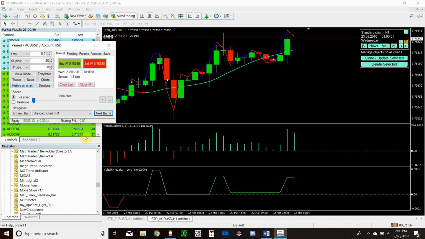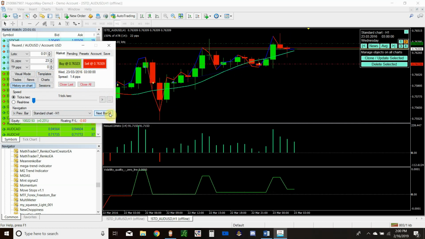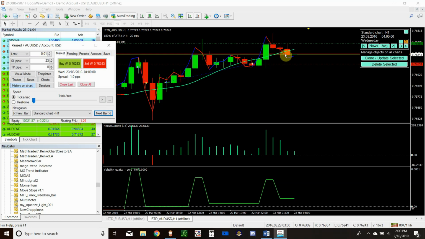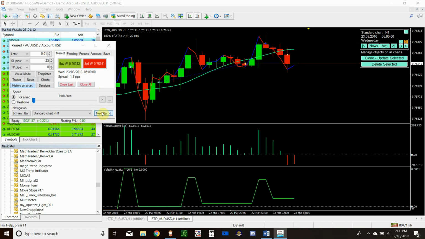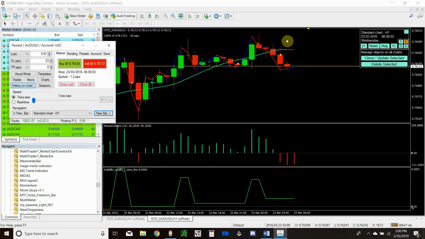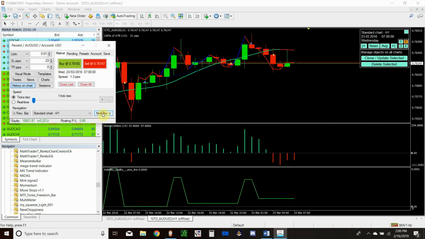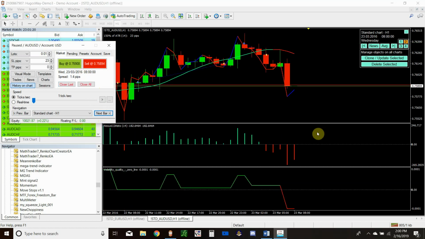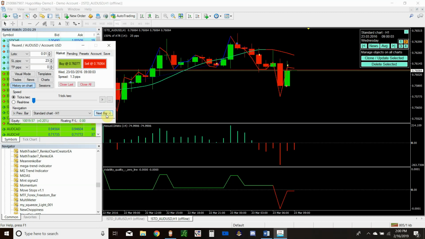Another buy signal here. We've got an exit signal there. Sell signal there, sorry. Got stopped out.